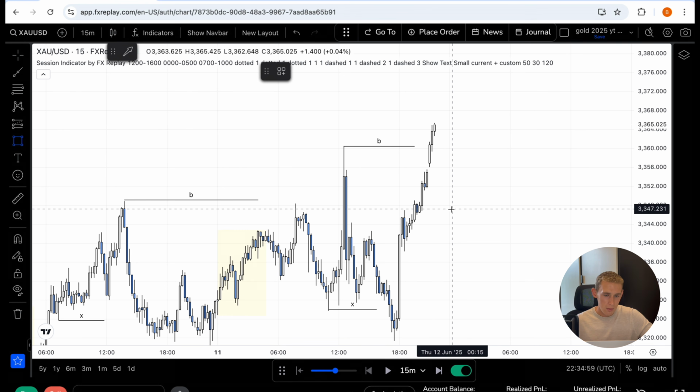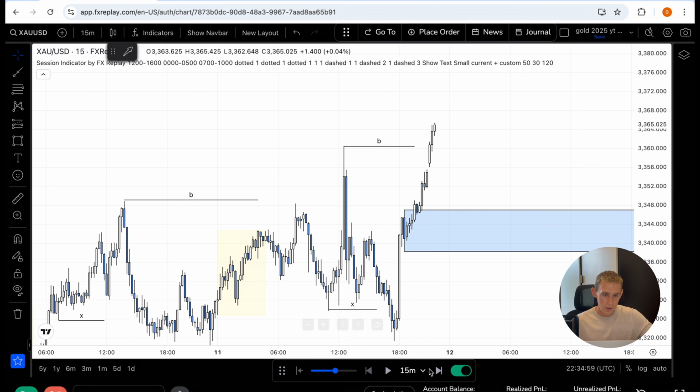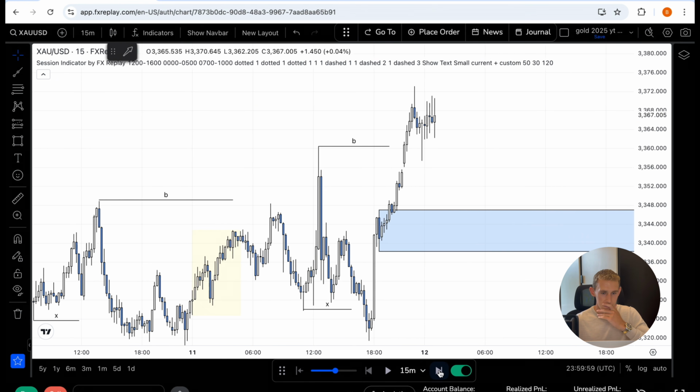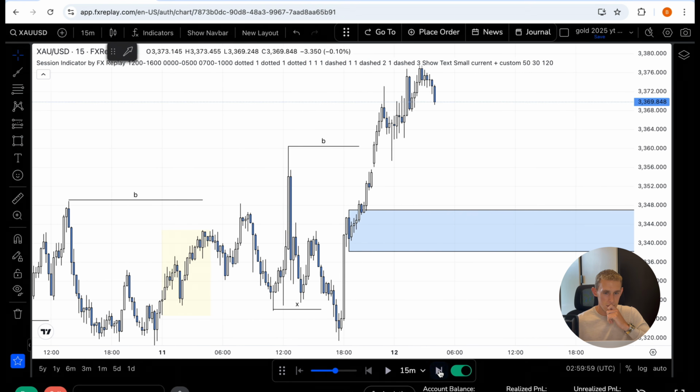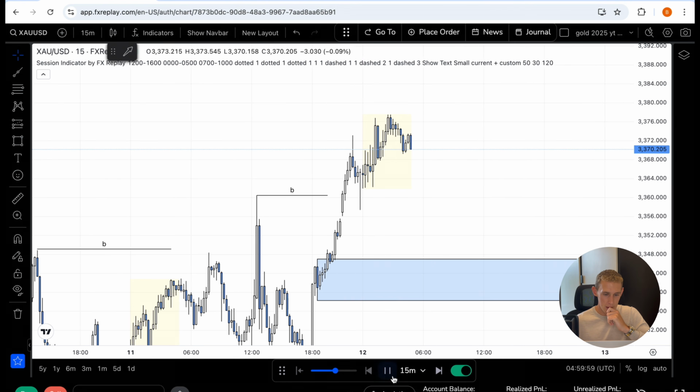Next POI for me, we kind of have this area. If price retraces into it, I wouldn't really buy anywhere above this at the moment.